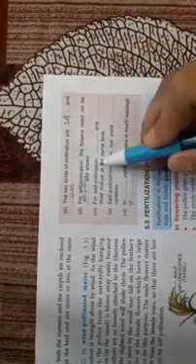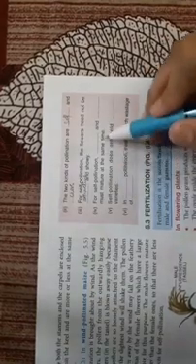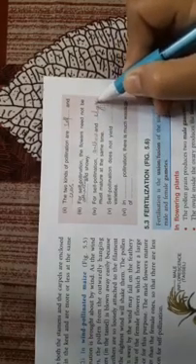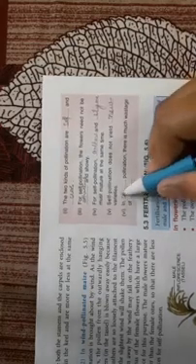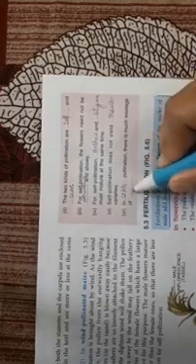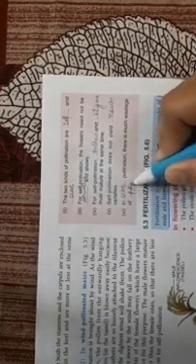For self-pollination, anthers and stigma must mature at the same time. Self-pollination does not yield new varieties. In cross pollination, there is much wastage of pollen grains.